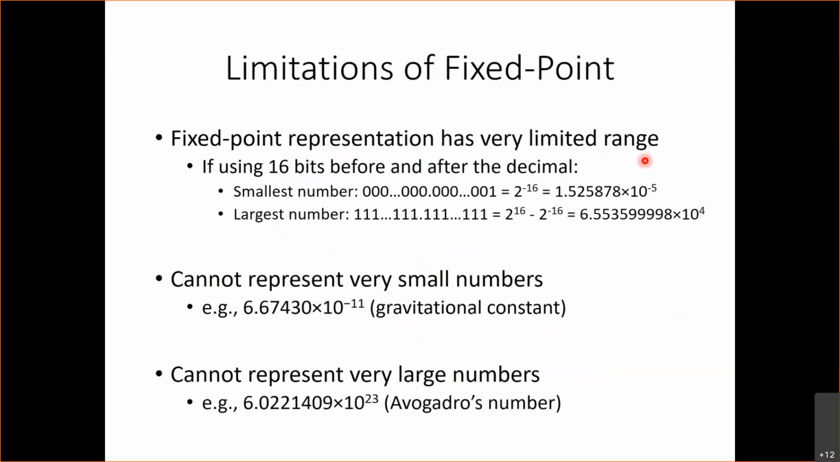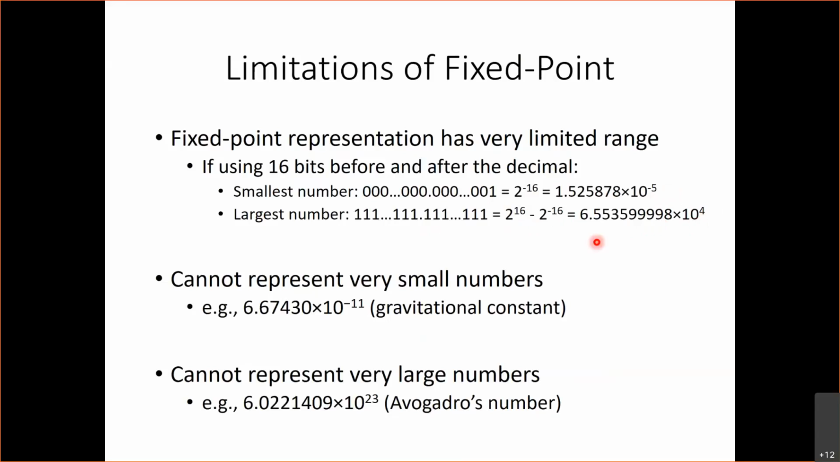So for example, we saw how the smallest number that we can represent if we use this fixed point representation of 16 bits to the left, 16 bits to the right, the smallest number we could represent is 2 to the negative 16, which is something times 10 to the minus 5. And the largest number we could represent was 2 to the power 16 minus 2 to the power negative 16, which is something times 10 to the power of 4. So it's in the order of the 10,000s. And we saw how this range is very limited.